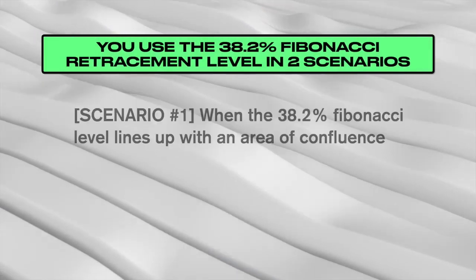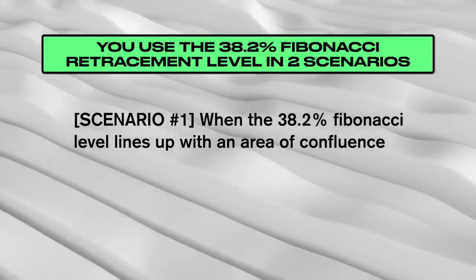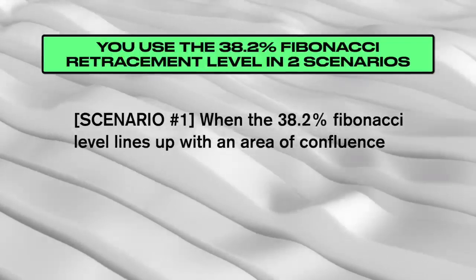You use it in two very specific scenarios. Scenario number 1, when the 38.2% Fibonacci level lines up with an area of confluence.